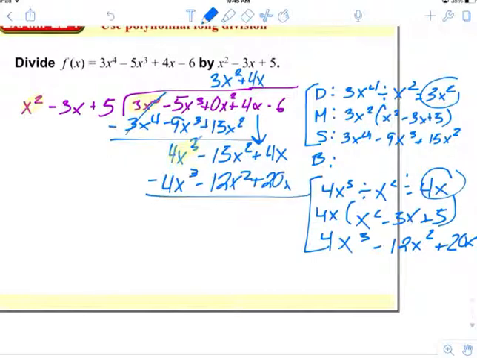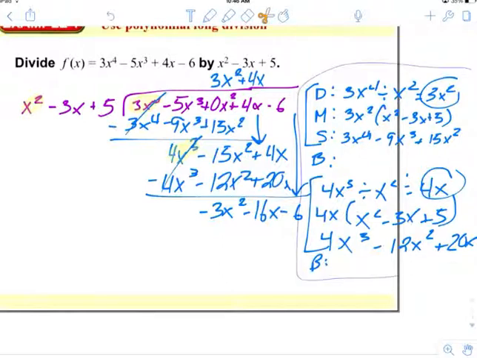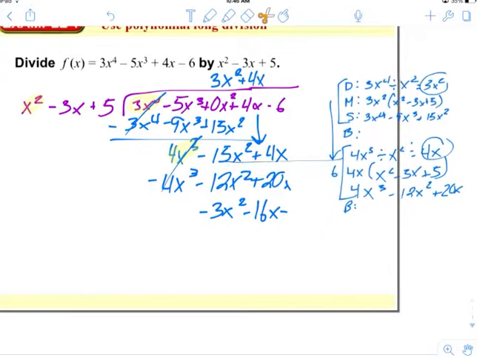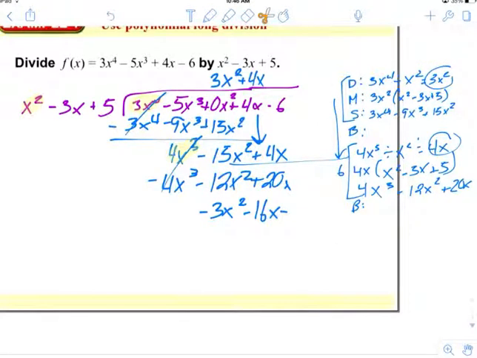Complete my subtraction, cancel out those first terms. Negative 15x squared plus 12x squared is just negative 3x squared. 4x minus 20x is negative 16x. And then don't forget your B. You have to bring down that last term. So minus 6. And I'm going to continue with my last DMS cycle.